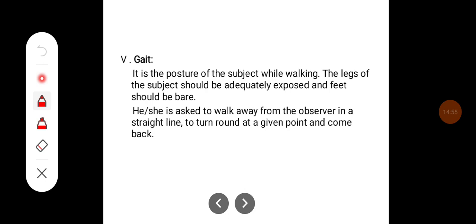Gait. It is a posture of the subject while walking. The legs of the subject should be adequately exposed and feet should be bare. He is asked to walk away from the observer in a straight line, to turn around at a given point and come back.